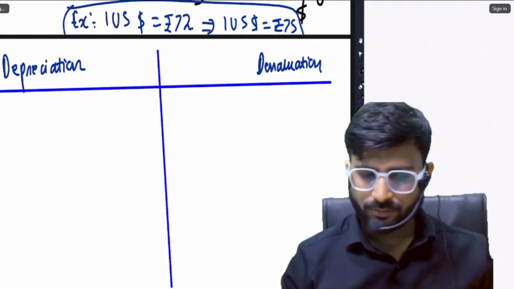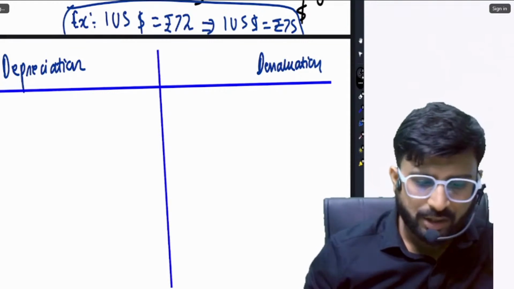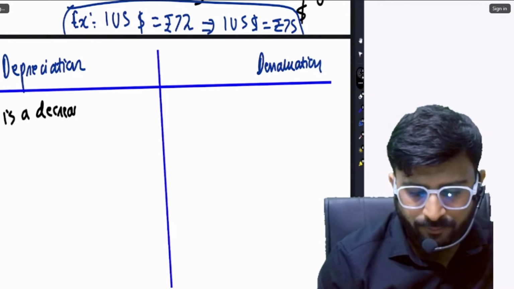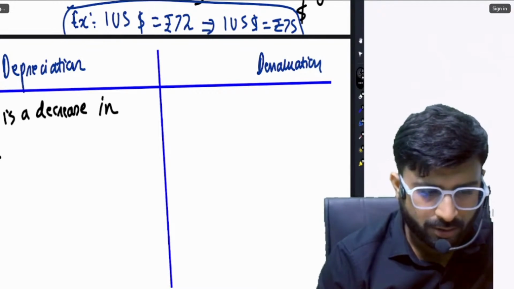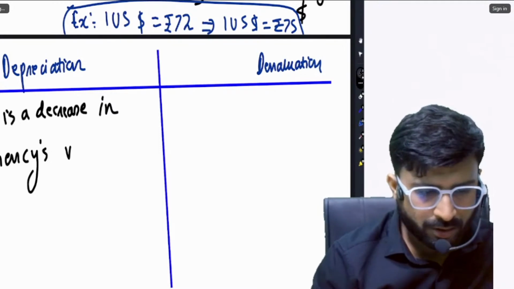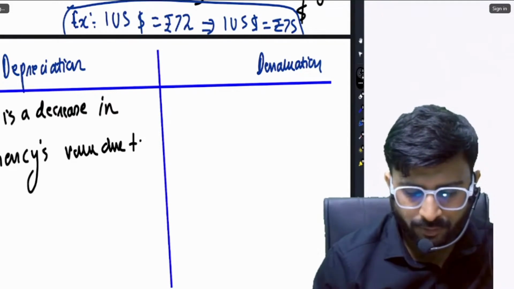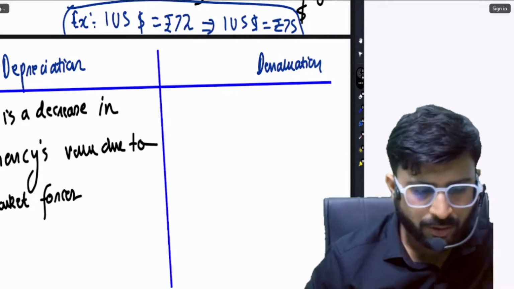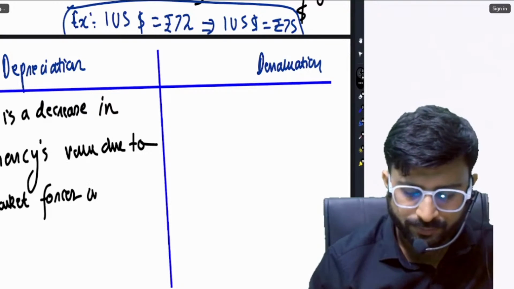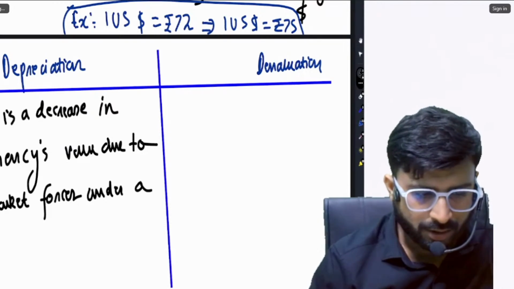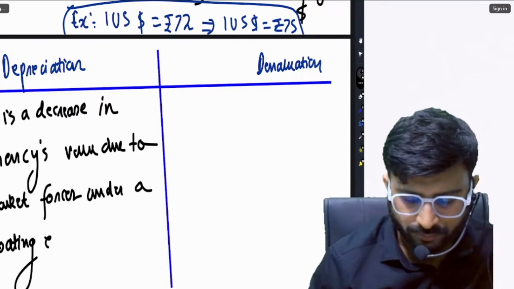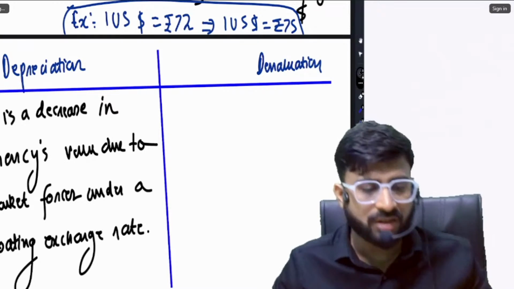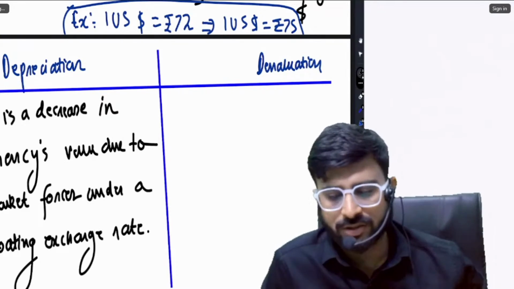So see, basically what is happening is a decrease in a currency's value due to market forces under a floating exchange rate system.